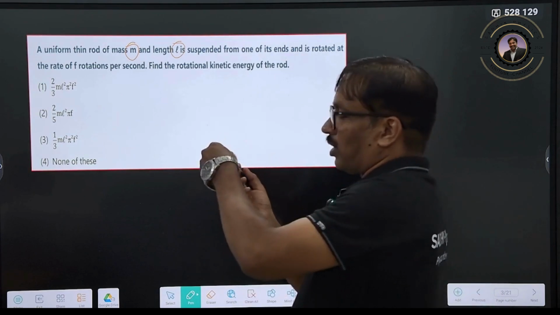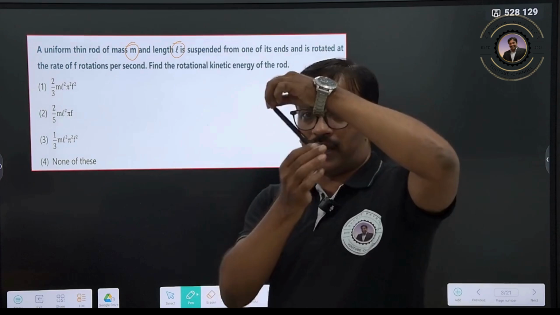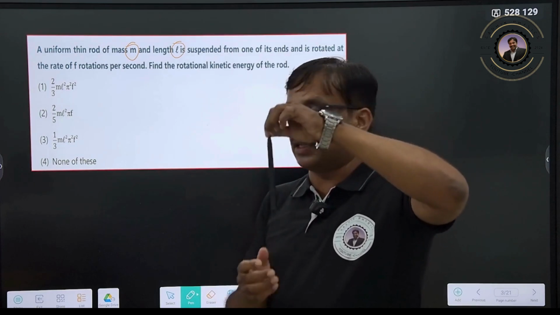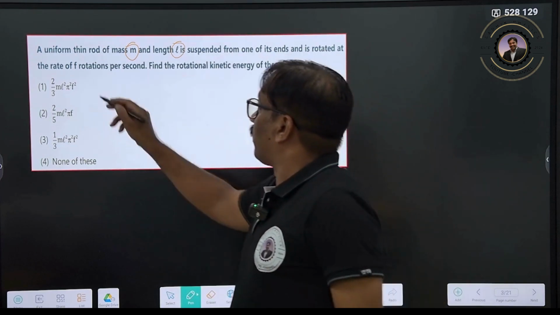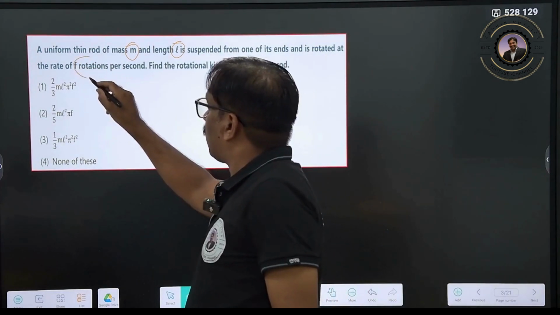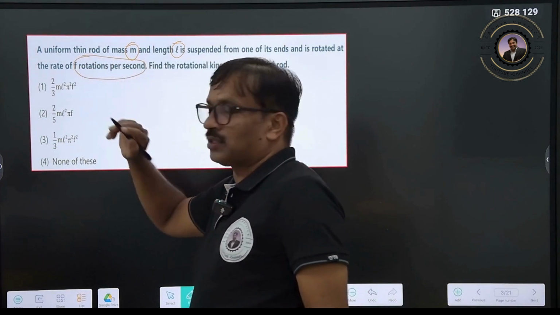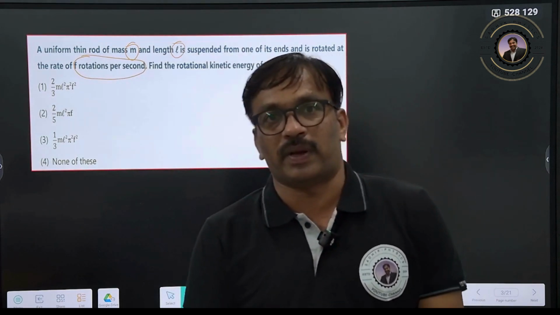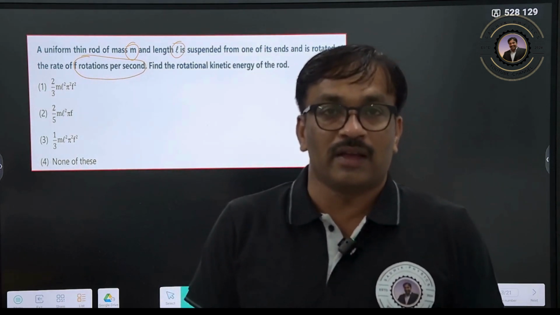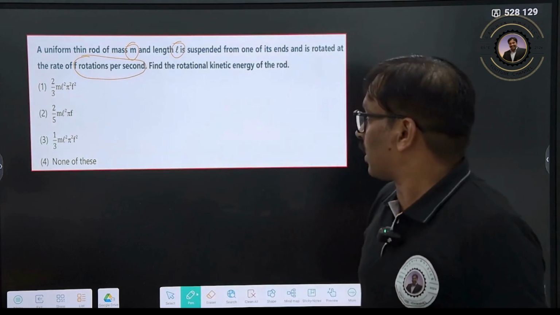There is a rod like this. So it is rotated like this, right? He gave f rotations per second. See, RPM, RPS, rotations per second, rotations per minute, these all are nothing but frequency, not omega. Clear?